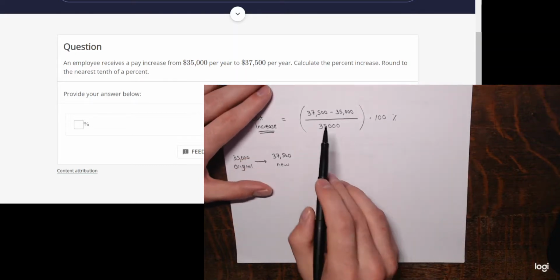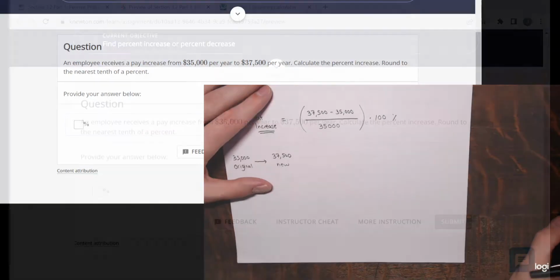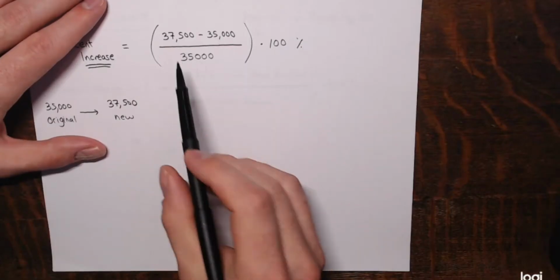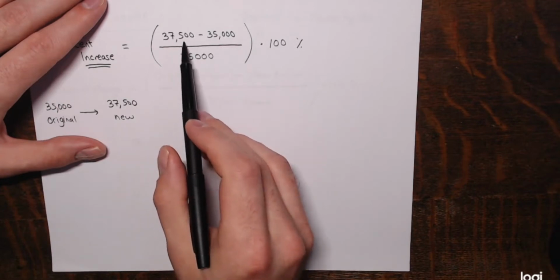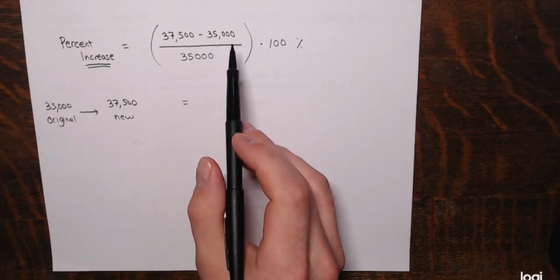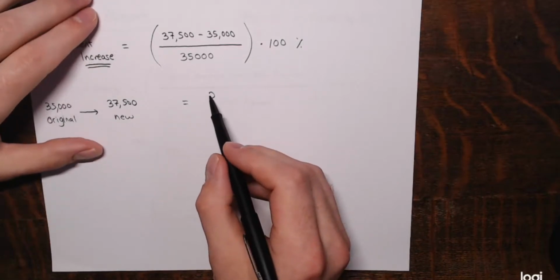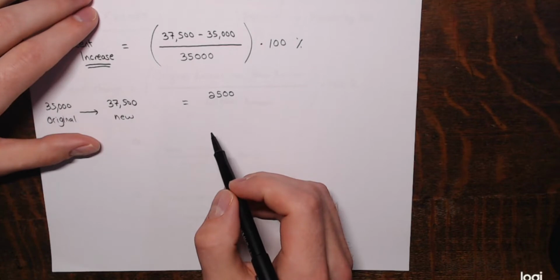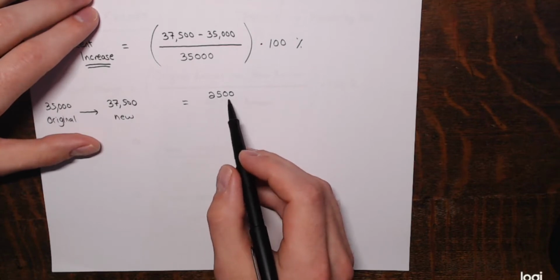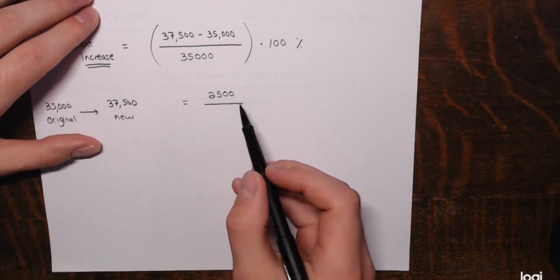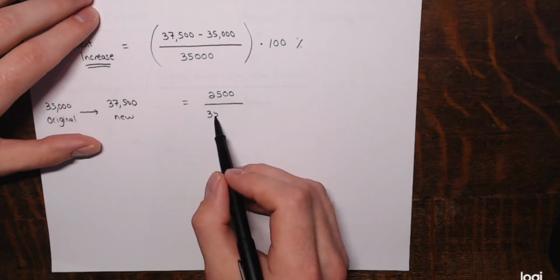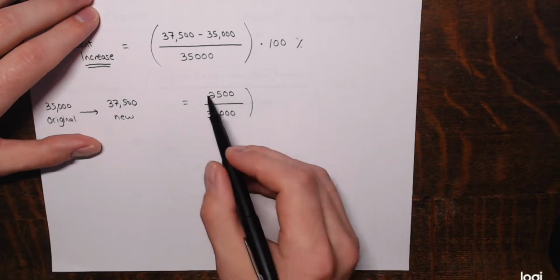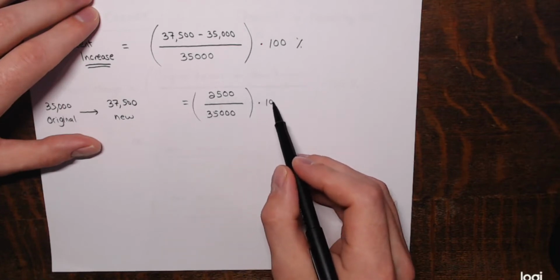All right, so let me go make this paper bigger here. 37,500 minus 35,000. That's 2,500. That's the difference between those two values. And then what percentage of the original amount is this? Dividing this by 35,000. And again, we'll say times 100 and then throw a percent after it.